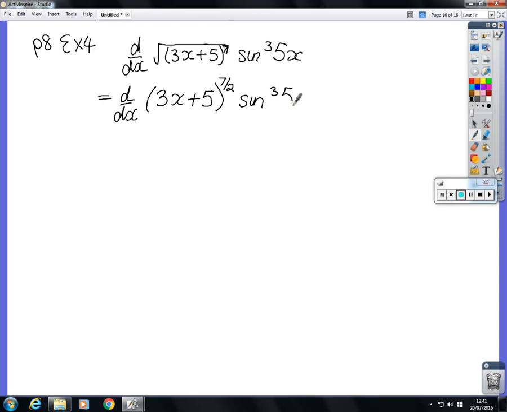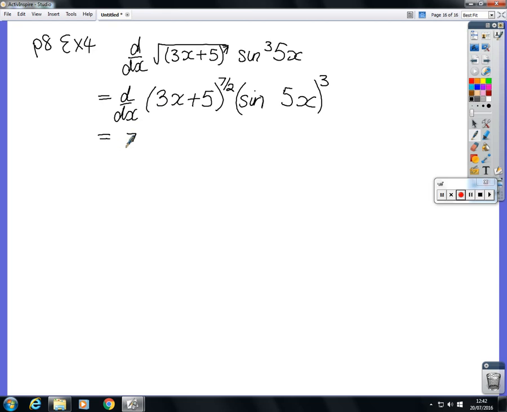That's to prepare it. We can also prepare the sine function. Sine cubed really means the whole function is cubed. So that's these two functions prepared to differentiate using the chain rule.